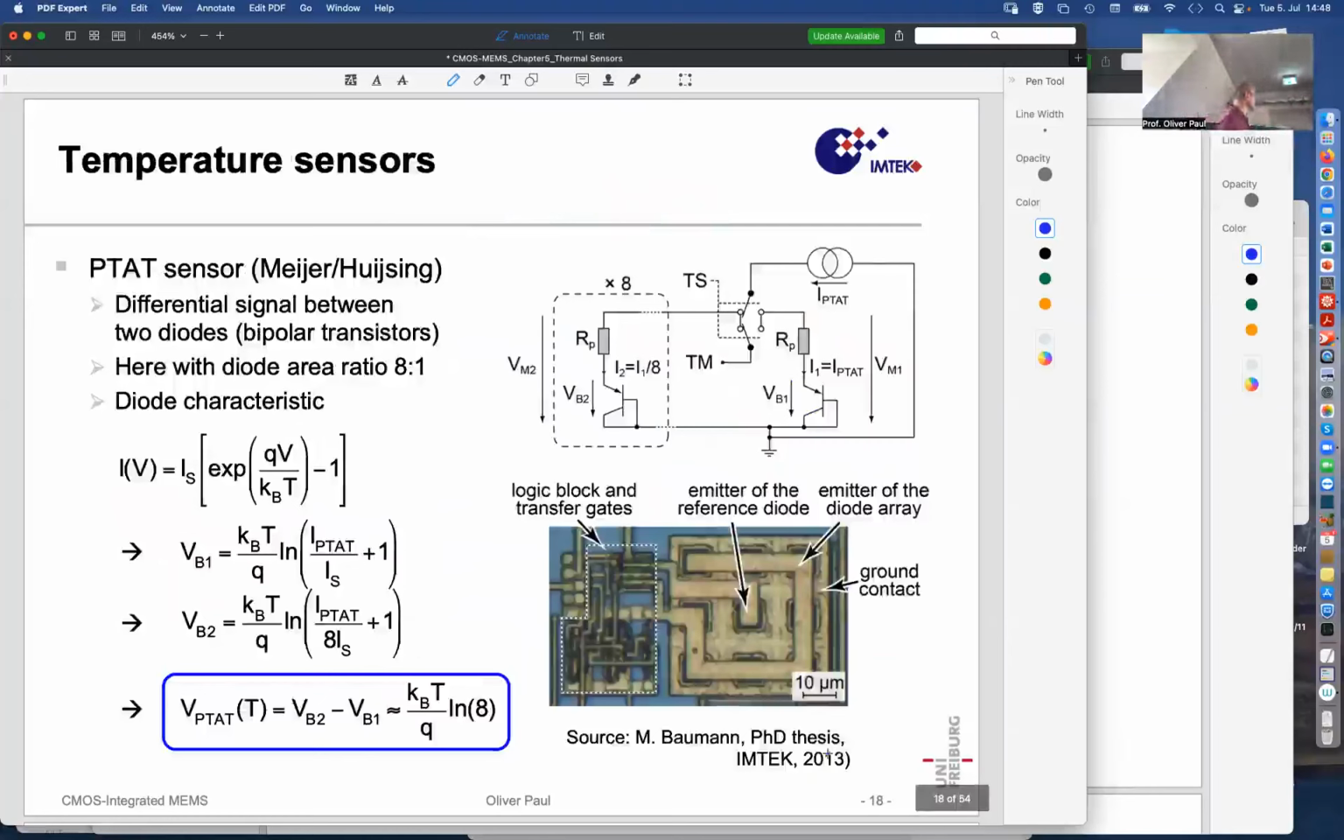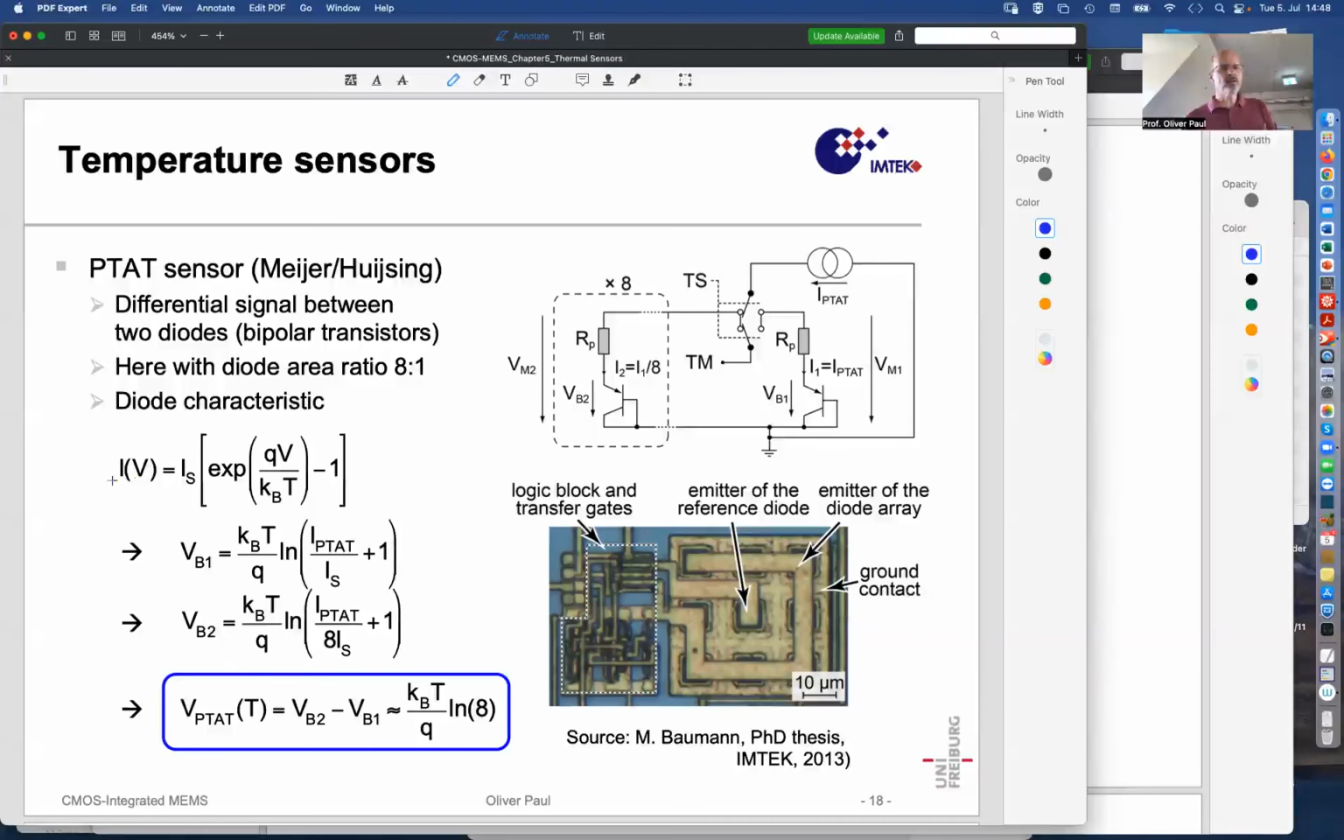So let's look at a temperature sensor, which is quite widespread, a CMOS temperature sensor, which was invented by Meijer and Heusing at Twente. It's based on diodes or bipolar transistors, connected in a particular way. The functional principle is based on the diode characteristic.